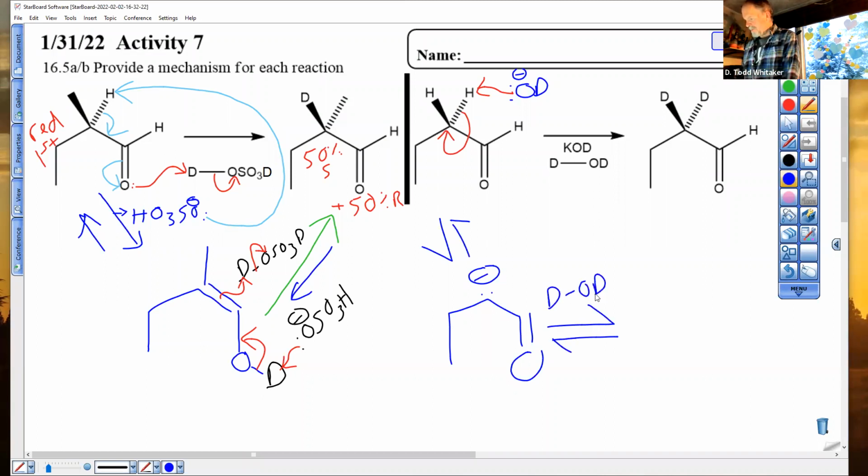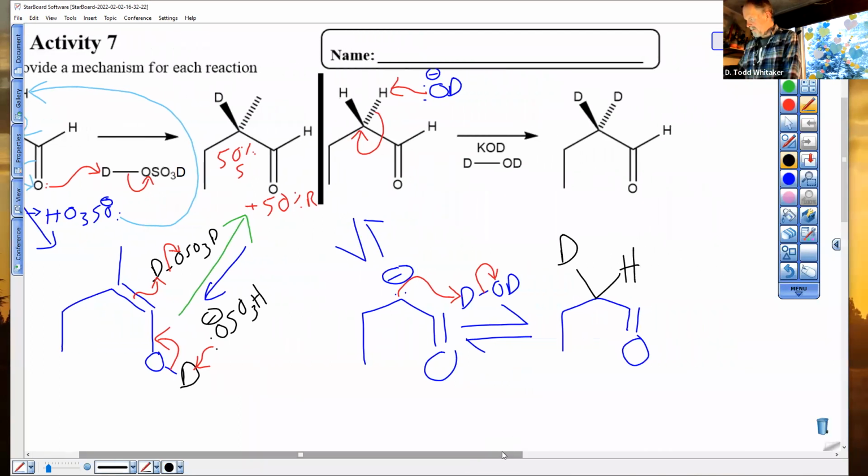These are not hard mechanisms, so nice, easy finish to the chapter. And you did it once. We'll do it again. Still have an H. And still have OD minus because you made it again. Same mechanism.